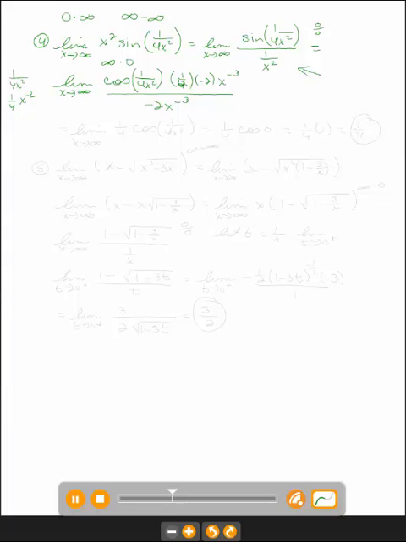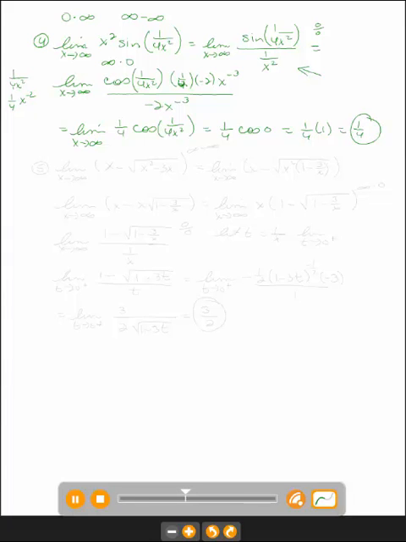Okay, so if I simplify this mess, nice things happen here. The negative 2's are going to cancel. The x to the negative 3's are going to cancel, and I'm going to be left with a 1/4 and then the cosine of 1 over 4x squared. Now I'm asking, what is the cosine of 1 over a huge number? So I'm actually figuring out what is the cosine of 0. Well, the cosine of 0 is 1, so the limit is 1/4.